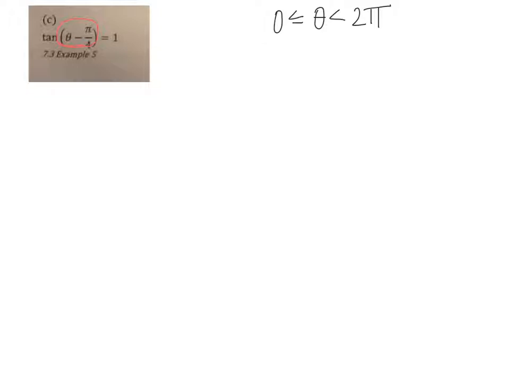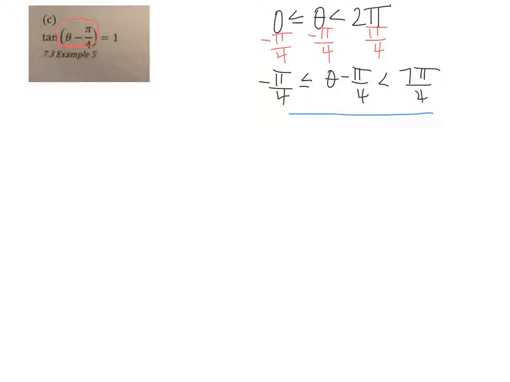I'm going to subtract pi over 4 from every element of this inequality and rewrite. So we have negative pi over 4 less than theta minus pi over 4 less than, and what is that, 7 pi over 4. So I'm going to go ahead and solve for the angle values for theta minus pi over 4 using this as a template for my final answer.